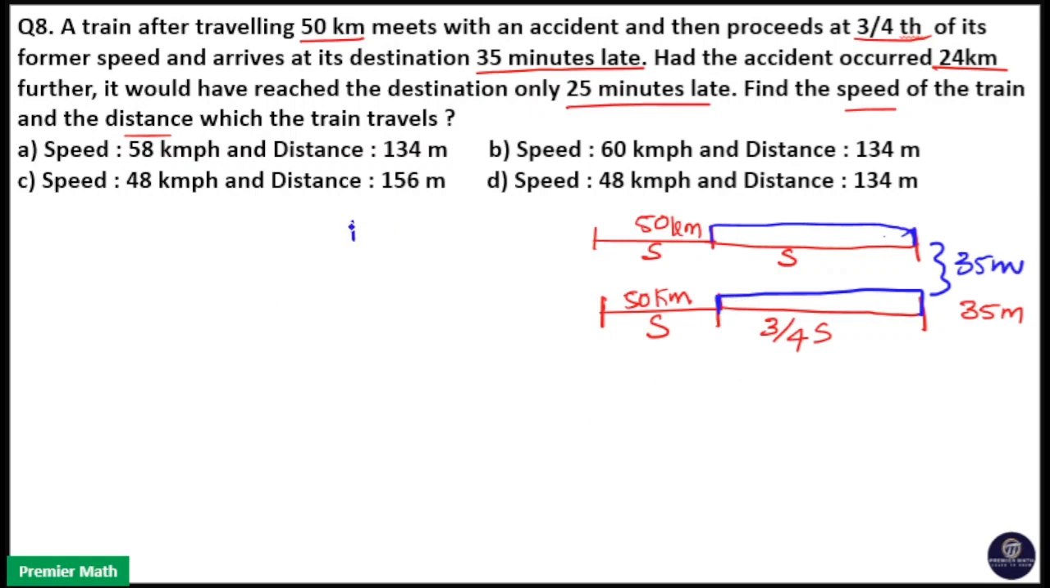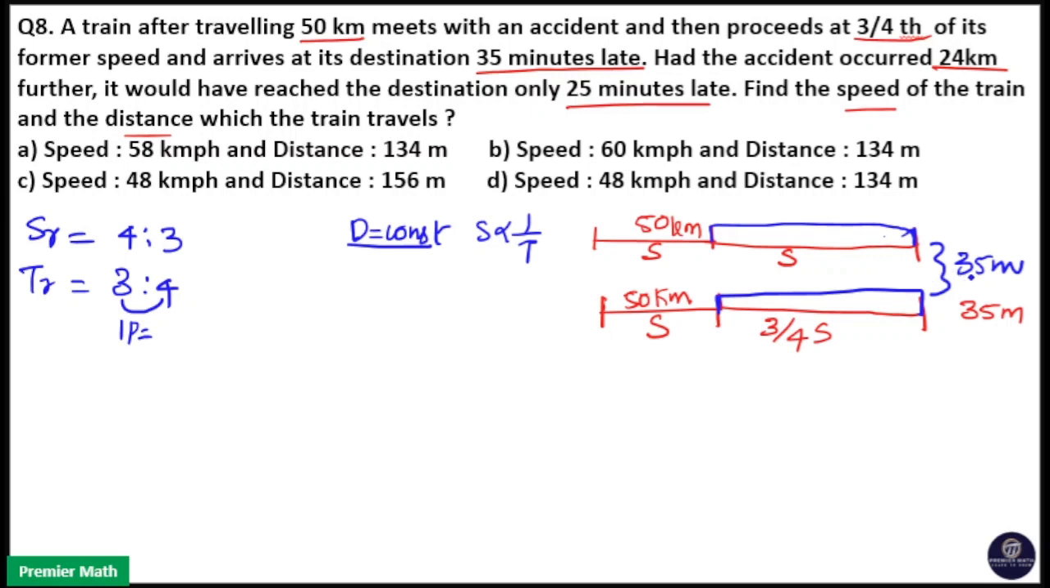So here I will take this distance as constant, and because of this, speed is inversely proportional to time. That means if I take the speed ratio, that is S to 3/4 S. S cancels, so the speed ratio will be 4:3. If the speed ratio is 4:3, then the time ratio will be 3:4, because distance is constant. So here the time difference in ratio is 1 part, but the actual time difference is 35 minutes. So 1 part is equal to 35 minutes.